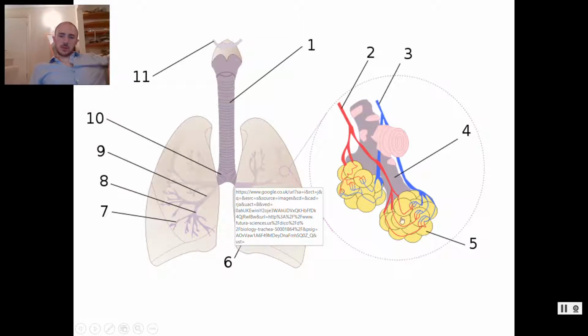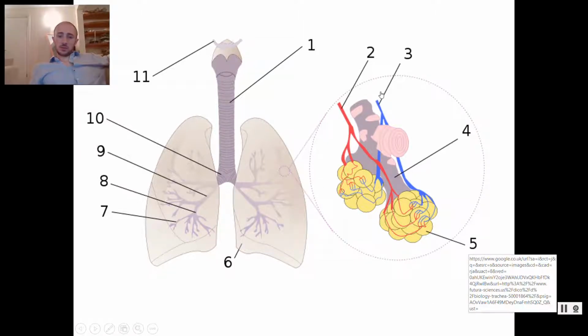Now number 6 here is just referring to the lung itself. Now around the alveolus you will find blood vessels. For what it's worth, 3 is a vein or venule, and 2 is an artery, and these little tiny things down here are capillaries. Now number 4, the tube leading into the alveolus, is also a bronchiole. So numbers 4, 7, 8, and 9 are all bronchioles. Tiny tubes leading into the alveolus.